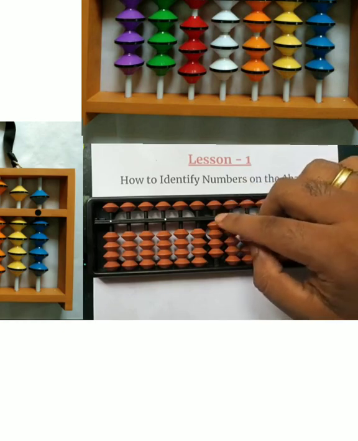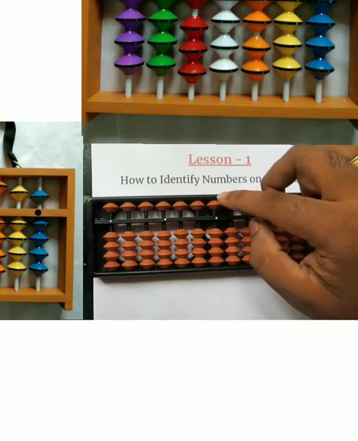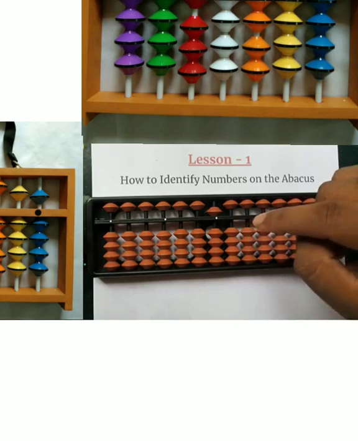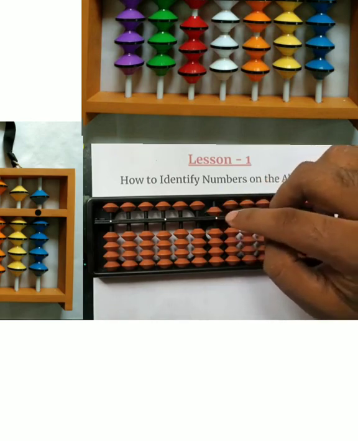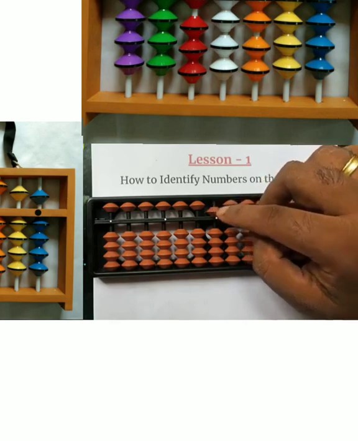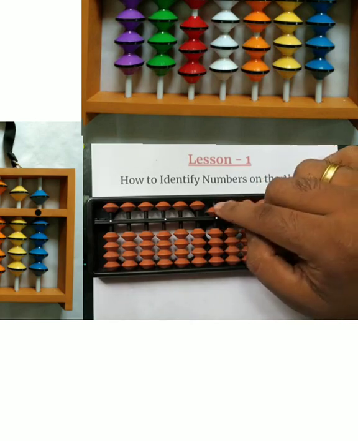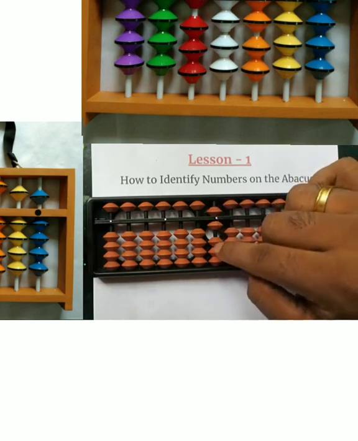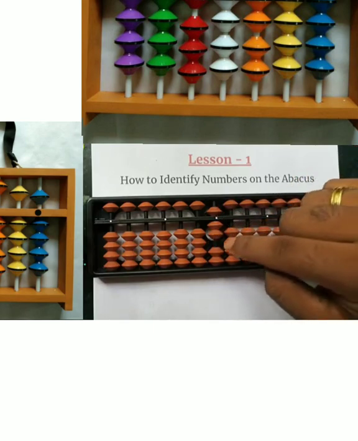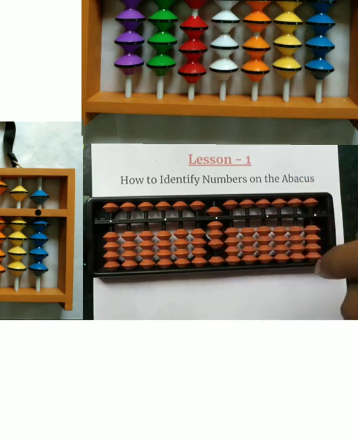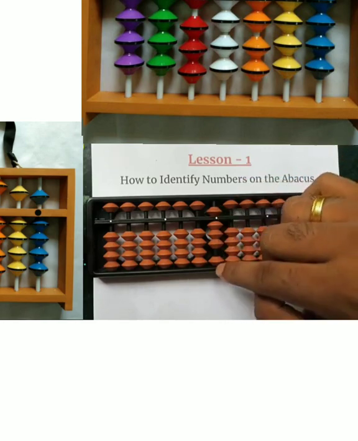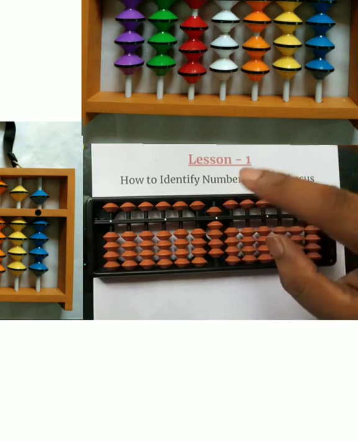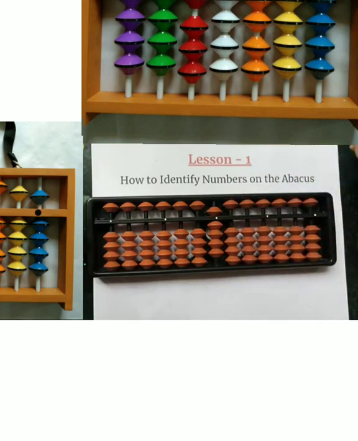Now for 5, what we do is we remove all these lower beads, we take the single upper bead, and now the value on the abacus is 5. For numbers beyond 5, we'll be using the upper bead as well as lower beads. So 5 plus 1 lower bead, it becomes 6. 5 plus 2 lower beads, it becomes 7. 5 plus 3 lower beads, it becomes 8. And 5 plus 4 lower beads, it becomes 9. In this way, all the one digit numbers have been represented on the abacus.